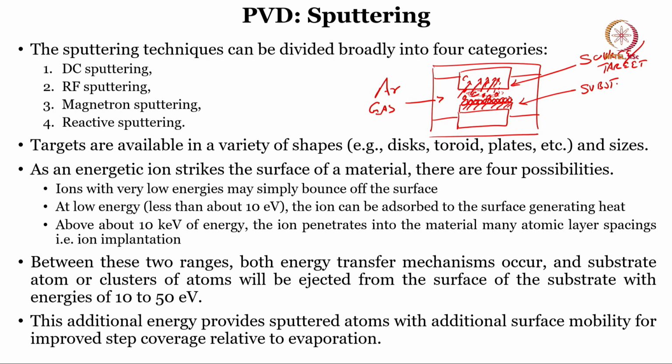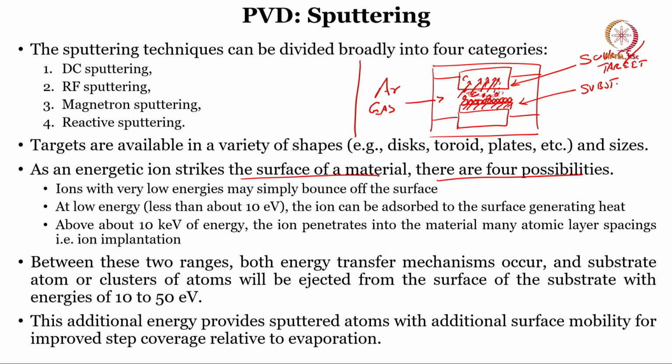Again, as an energetic ion strikes the surface of the material, there are 4 possibilities. This is exactly the process for the sputtering, but how much should be the energy of the ions so that sputtering occurs and not other things? So, what are the other things? One is that ions with very low energies may simply bounce off the surface. At low energy the ion can be adsorbed on the surface.